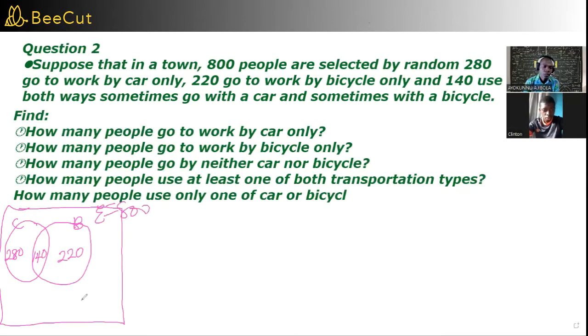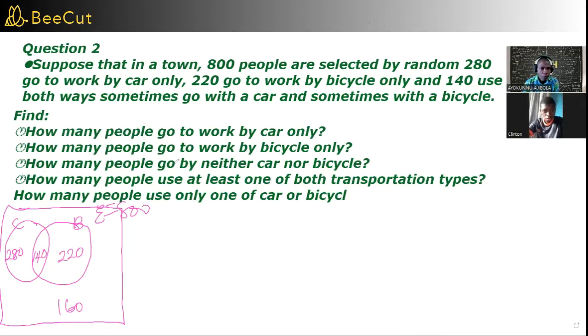So if our universal is 800, that means there are some people. Because if you add these three figures, they are not equal to 800. So we have to add them together and find the difference from 800. So that is 280 plus 220 plus 140, and that will give me 640. So here I'm going to say 800 minus 640, and that gives me 160. So there are 160 that don't use both ways. They don't use any of the ways.